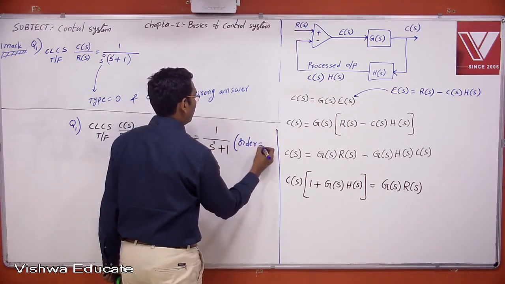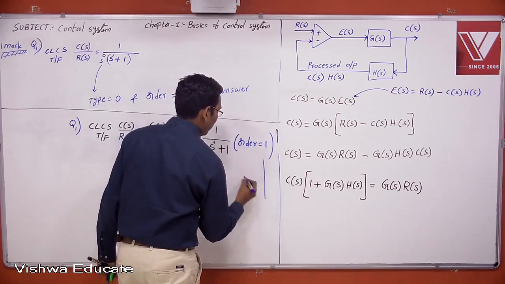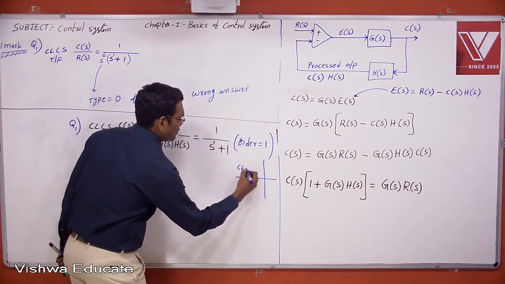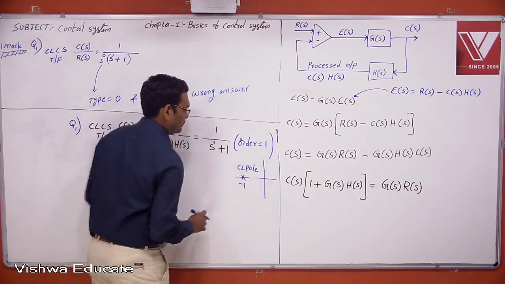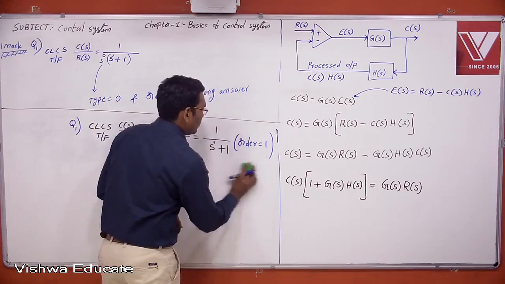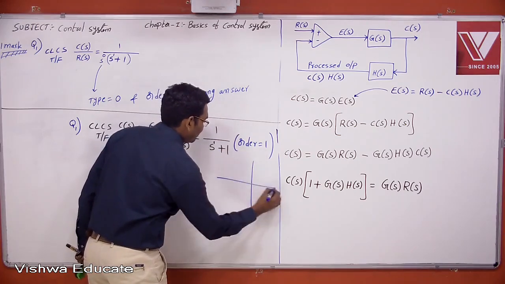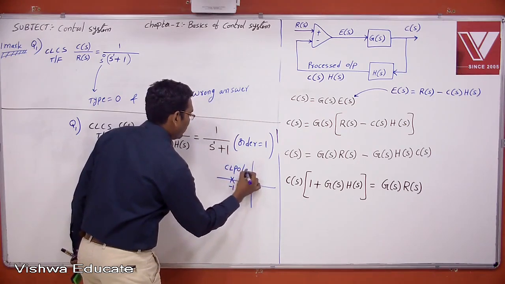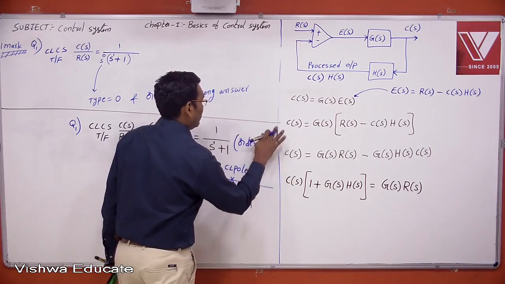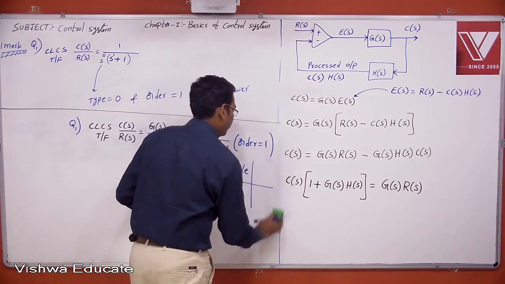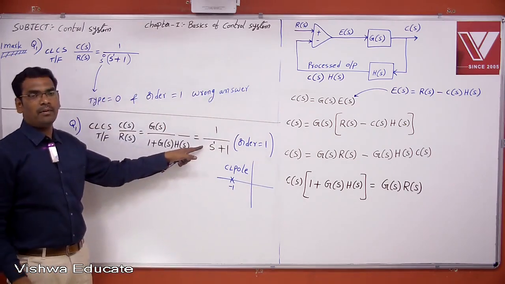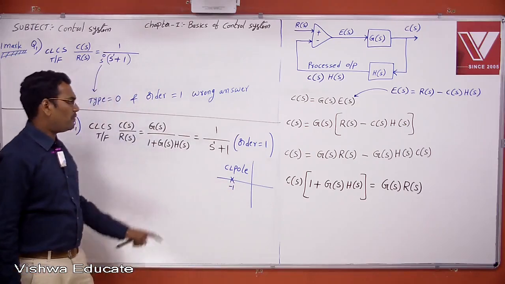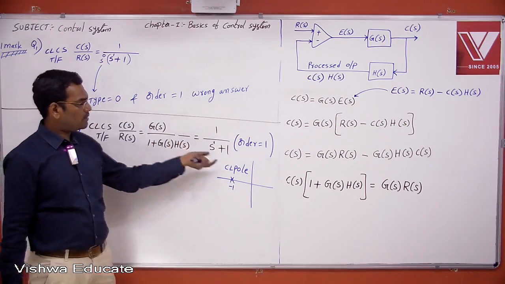Because how many closed loop poles? 1 closed loop pole. Where is it? S plus 1 equal 0, S equal to minus 1. This is the closed loop pole. The highest power in the denominator polynomial is 1, order equal to 1, and there is 1 closed loop pole. Therefore, no doubt, here also order is 1.